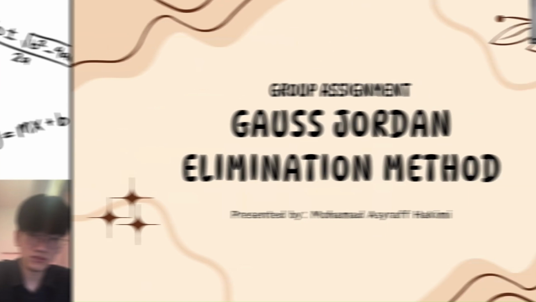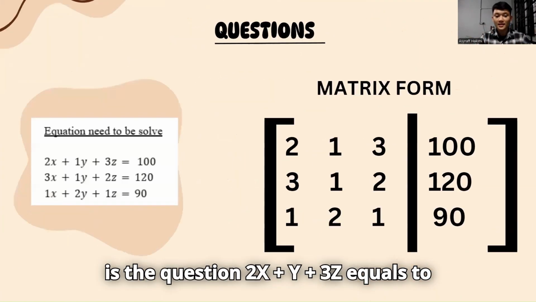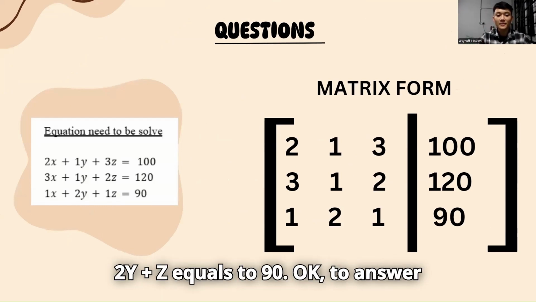Thank you. Okay, next we're going to move to the Gauss-Jordan elimination method. So this is the question: 2x plus y plus 2z equals 100, 2x plus y plus 2z equals 120, and x plus 2y plus z equals 90.